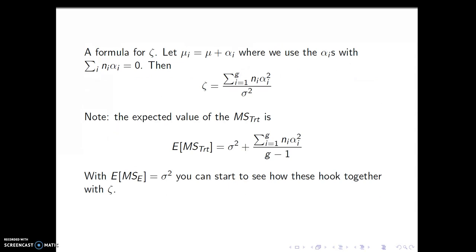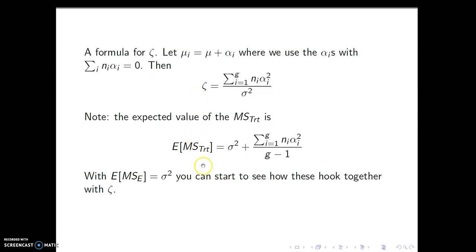Okay, so here's a computational formula. Remember the effect notation we use for the means. Those alpha i's are our effects. Remember that they sum to 0 by assumption for our CRD. So if we sum up those squared effects and divide by our error variance, this gives us that non-centrality parameter.